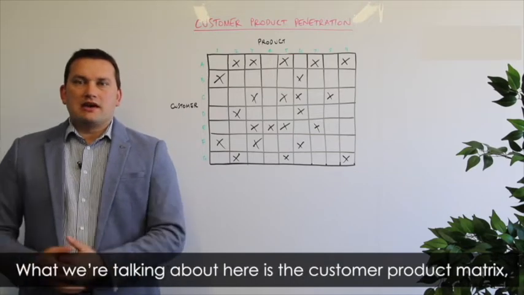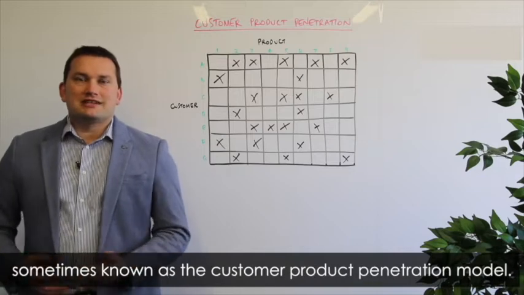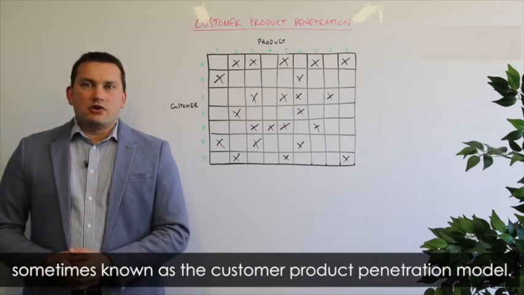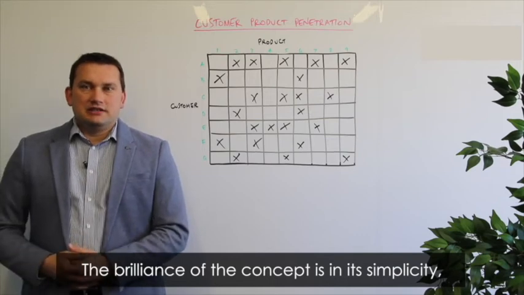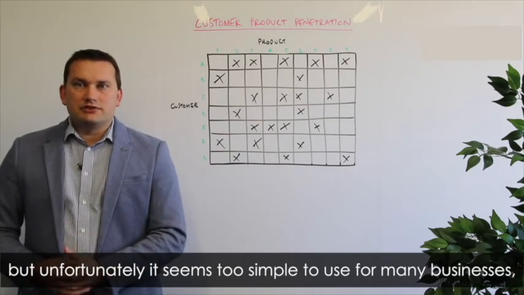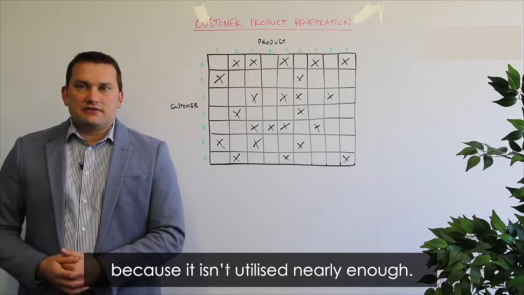So what we're talking about here is the customer product matrix, sometimes known as the customer product penetration model. And the brilliance of the concept is in its simplicity, but unfortunately it seems too simple to use for many businesses because it isn't utilised nearly enough.